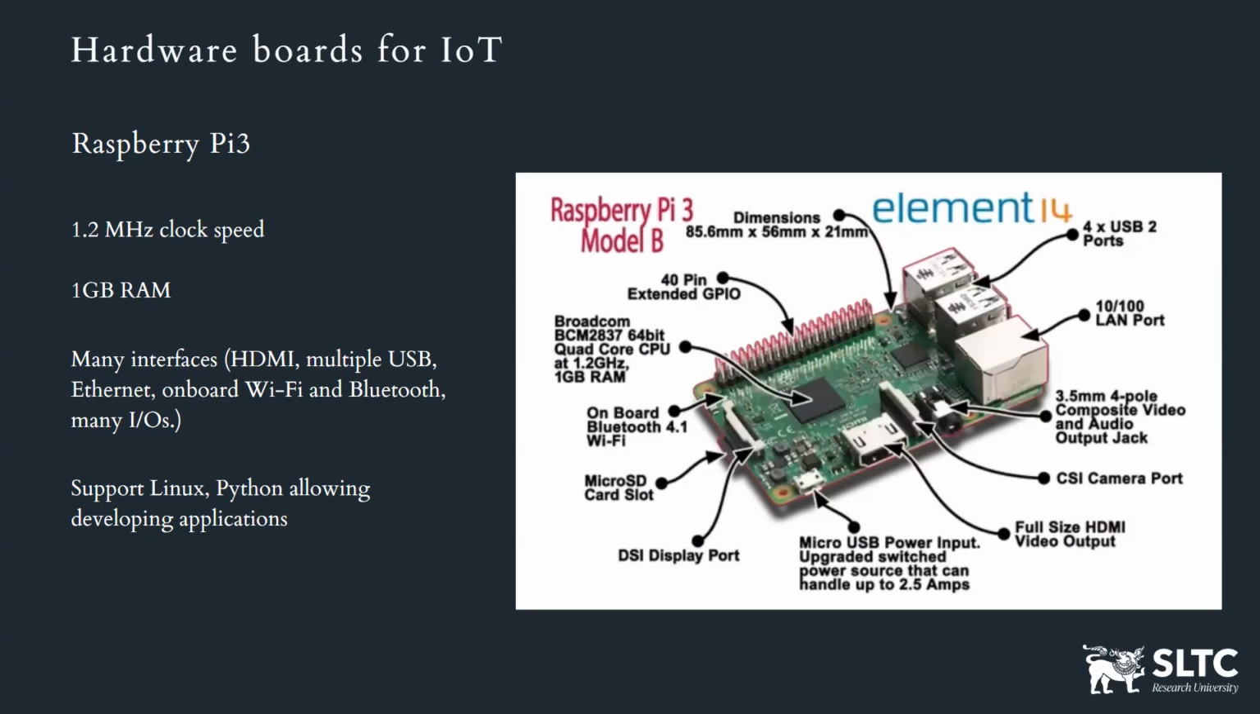Also the processing speed is higher, and it has higher storage, like 1 gigabit of RAM and 1.2 megahertz of clock speed. Also, it supports Linux and Python. It allows us to develop applications inside the processor. So this has a high amount of functionality because it allows us to use Python and Linux, build code, and build applications that can do some work.